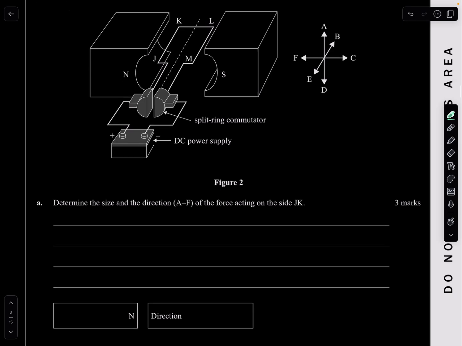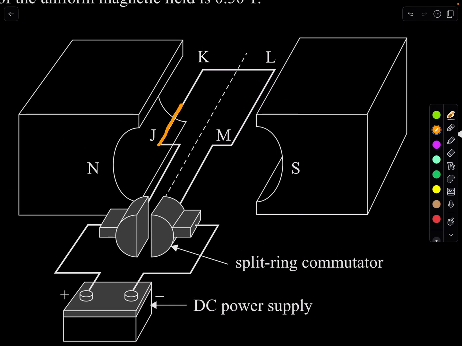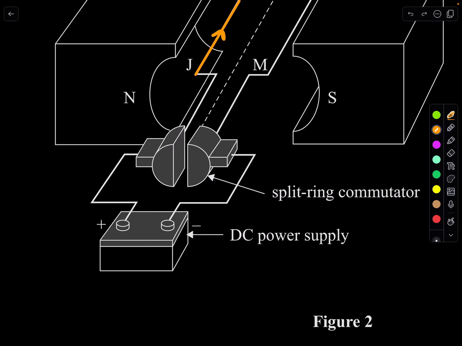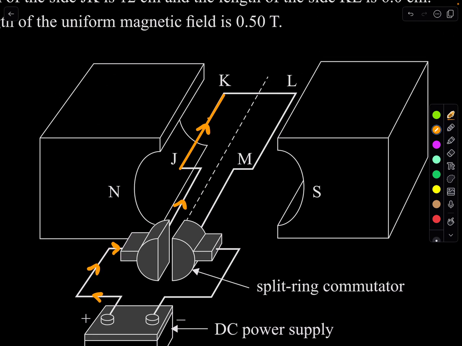Determine the size and the direction of the force acting on JK. Let's have a look. So on JK, we're actually going to get a force because it is perpendicular. This is where we're going to get current, by the way, because remember, this is your positive, and so current's going to start going this way, moving this way, going to go past that way. So on JK, it's going to be passing straight like that. And the magnetic field lines are going to pass perpendicular to it. Remember, this is north to south.